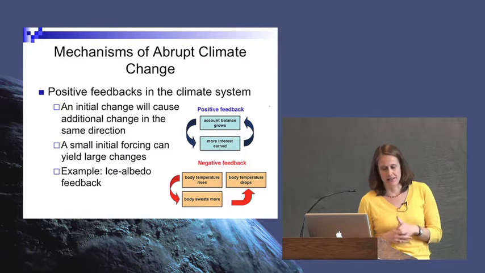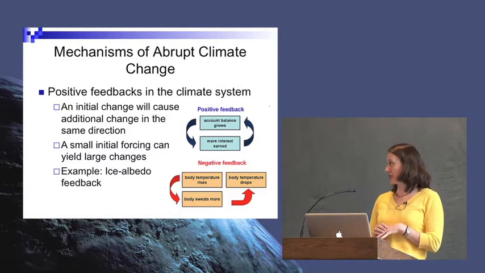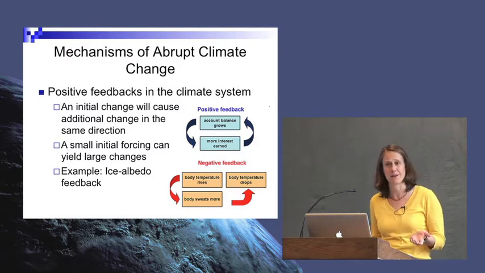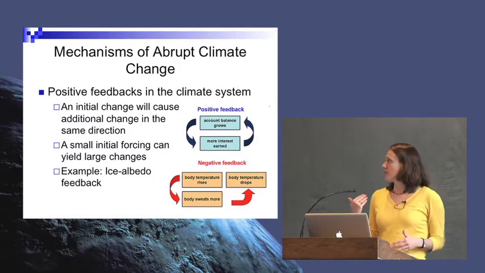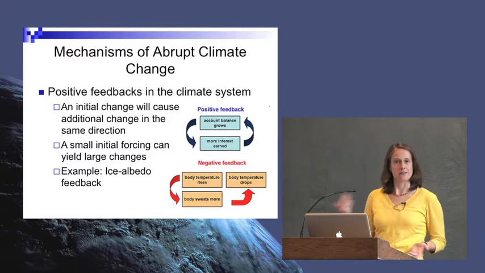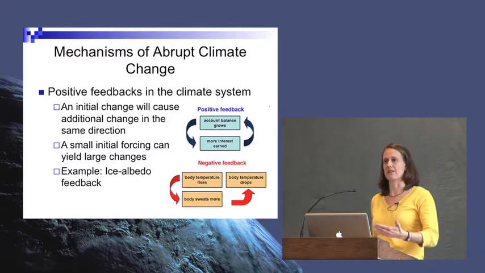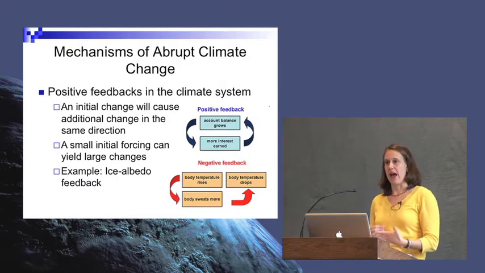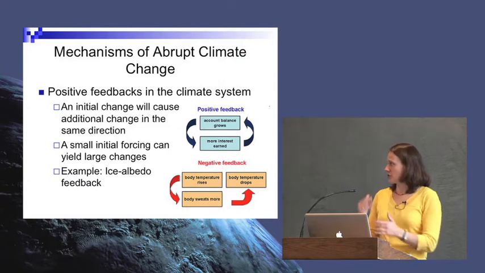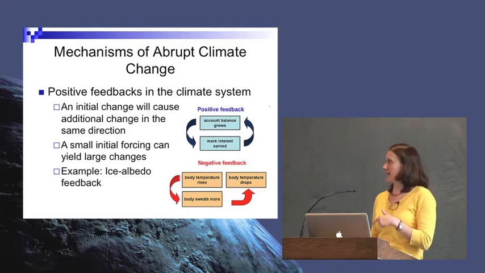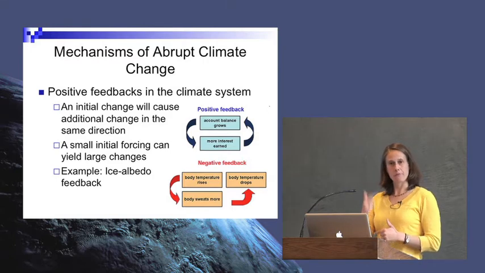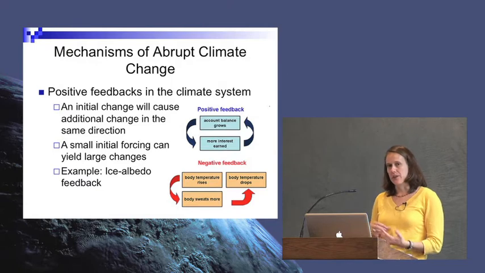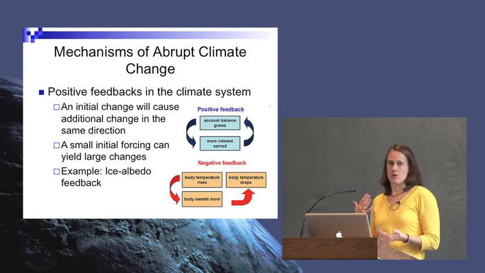So some of the mechanisms for abrupt climate change, and you guys have talked about this already this morning, are some of these feedbacks in the climate system. You have positive and negative feedbacks. Most of them in the climate system that would cause an abrupt change would be a positive feedback, which is where you have a small initial change that can eventually cause a large change, but it's always in the same direction. So an example of this would be the ice albedo feedback.